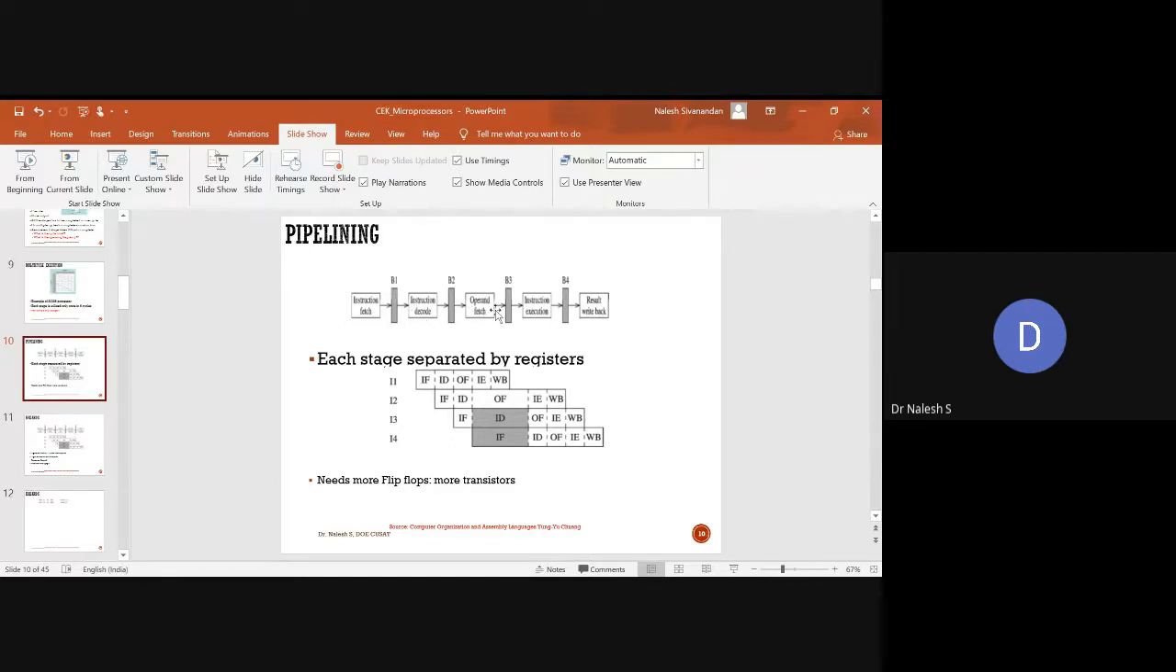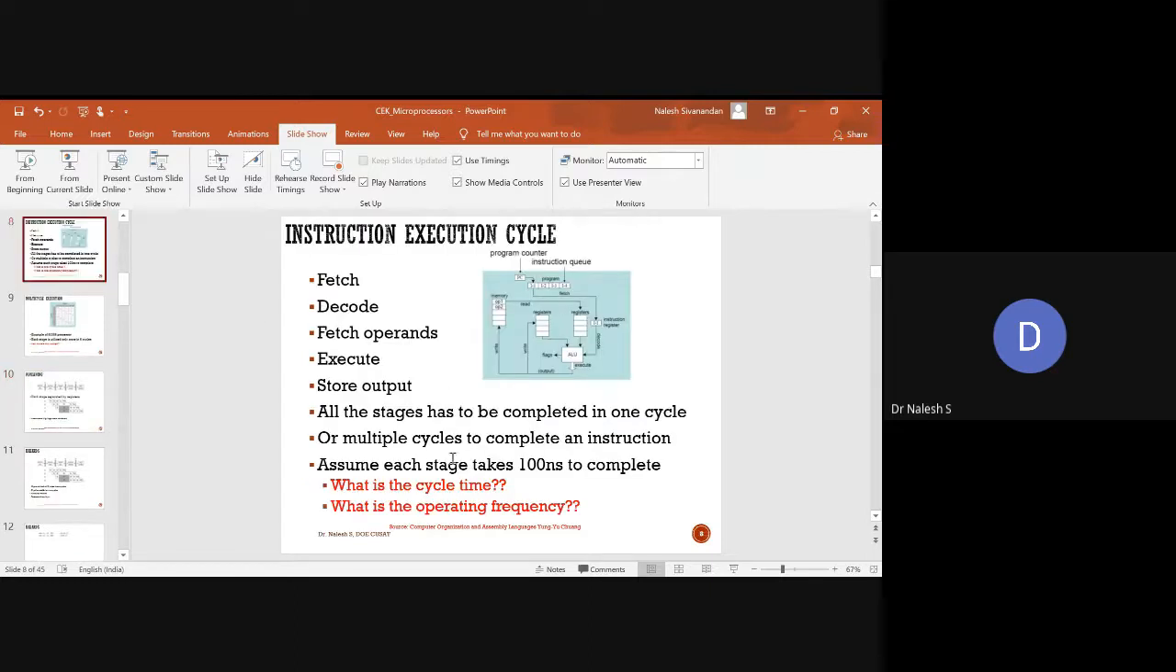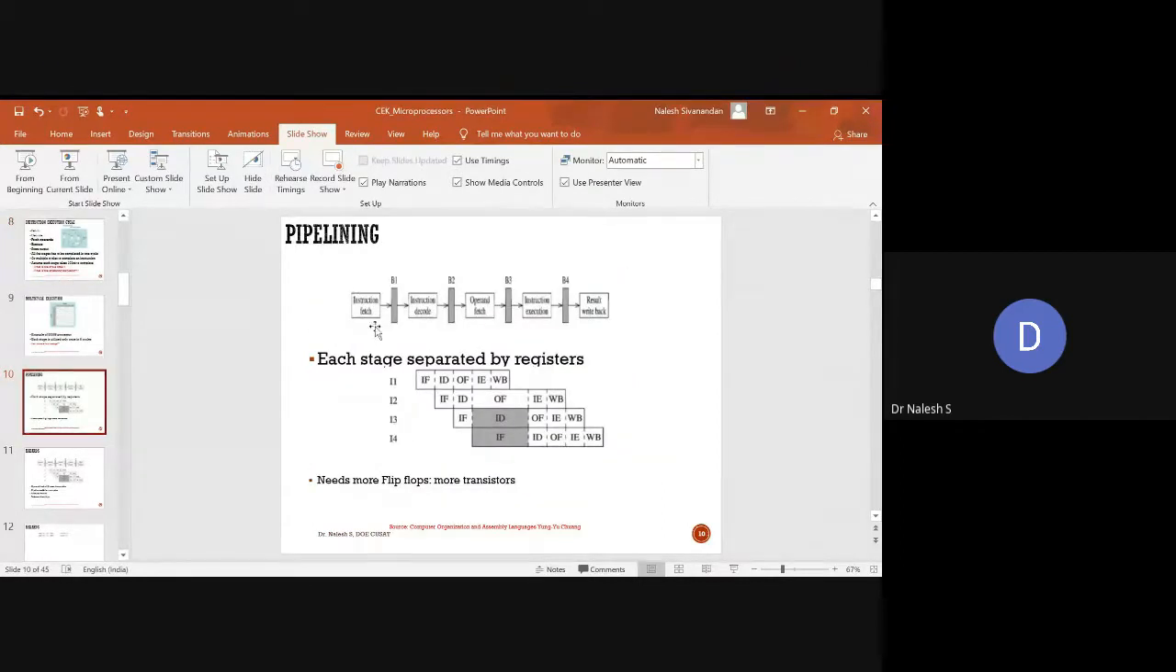When the first instruction moves to fetch, the second instruction can be decoded, and the third instruction can be fetched, and you can go on like that. Okay, but now how will the time change? Now if you see here, you needed 500 nanoseconds to complete one instruction. And if you assume each stage has a 100 nanosecond delay, when we pipeline also, each instruction needs 500 nanoseconds to complete. Each instruction still needs 500 nanoseconds to complete.